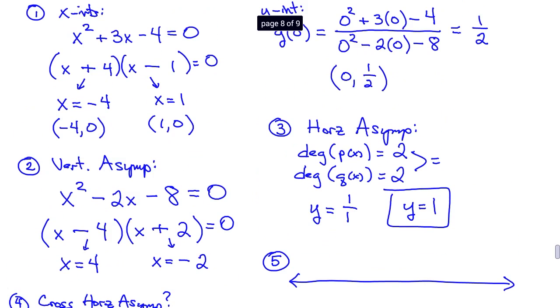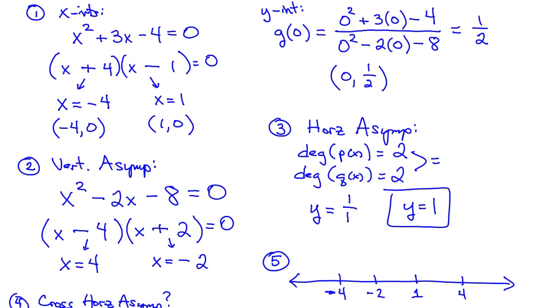We have x-intercepts at negative 4 and 1. We have vertical asymptotes at 4 and negative 2. Now we're going to put indicators above these numbers to represent where they came from.